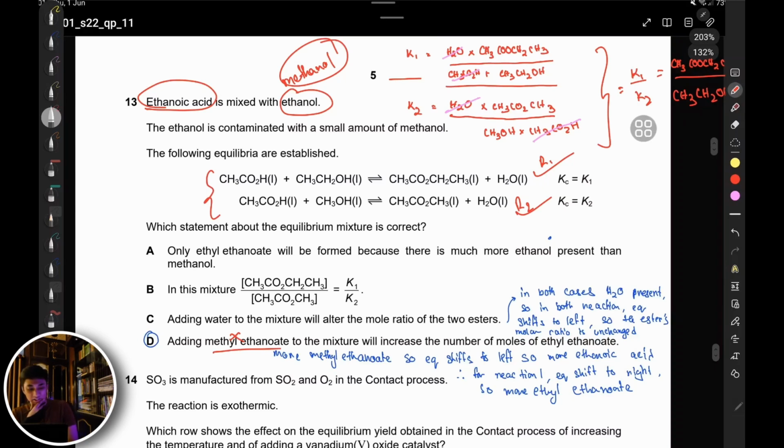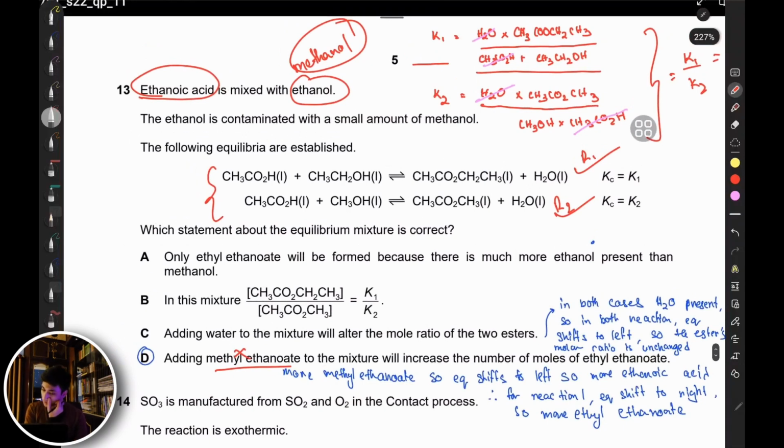Okay, so option A: ethyl ethanoate will be formed because there is much more ethanol present than methanol. No, even if the percentage of ethanol is much greater than methanol, it doesn't mean that methanol will stay unreacted. It's not going to stay unreacted in the presence of ethanoic acid, another reactant. So it's going to react as well, giving a different product, which is methyl ethanoate. So A is not going to be the answer.